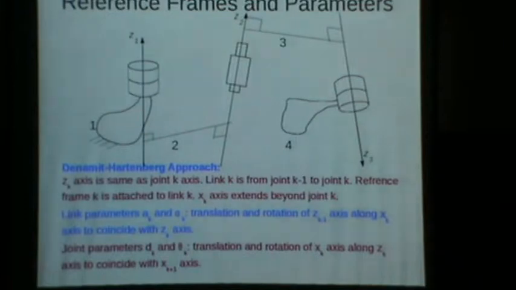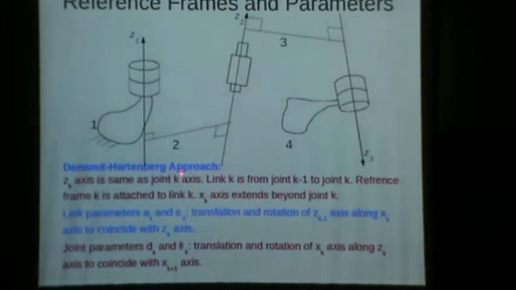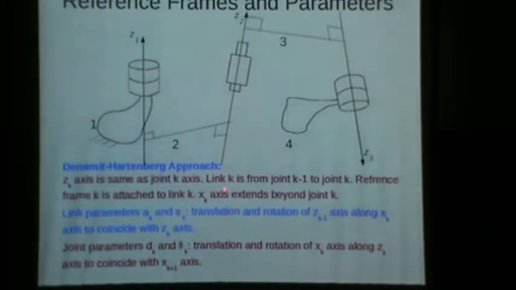Now, we can have conventions in different ways. So link 2 is between joint 1 and joint 2. Sorry, this is link 2, and this is joint 1 and this is joint 2. Link 2 is from joint 1 to joint 2. Similarly, link 3 is from joint 2 to joint 3. This is a convention. You could have done it another way anyway. This is a convention we are going to use.